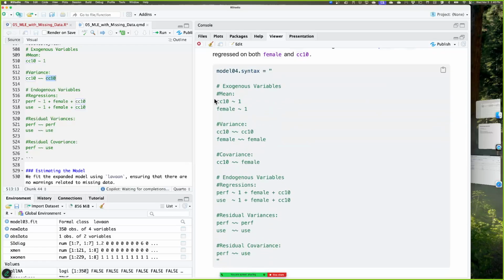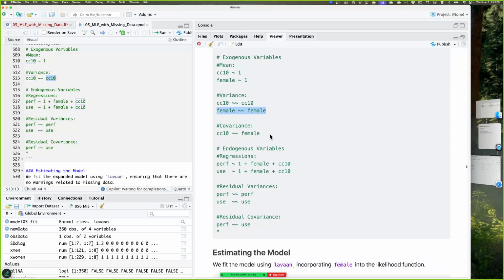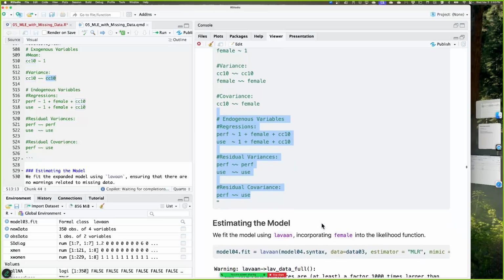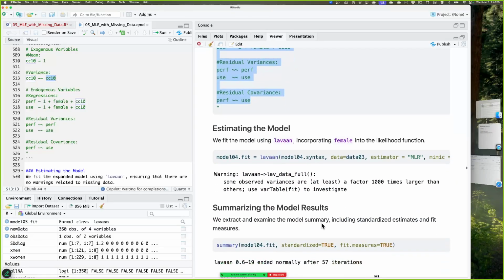Here we go. Now we add female as a mean, and the variance for exogenous, and there's our CC10 by female covariance. And then the rest of the model is the same. Now, how many of you think this is saturated, meaning all parameters should be estimated? I do. It should be. Let's see what happens.